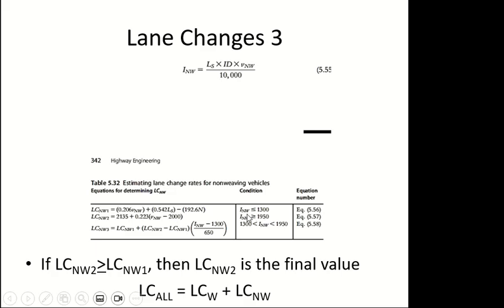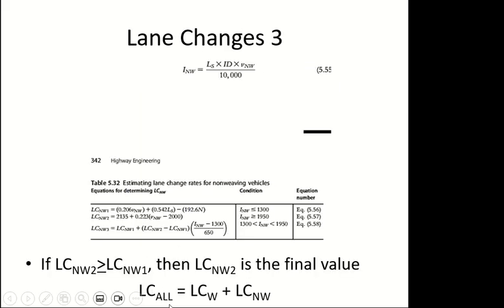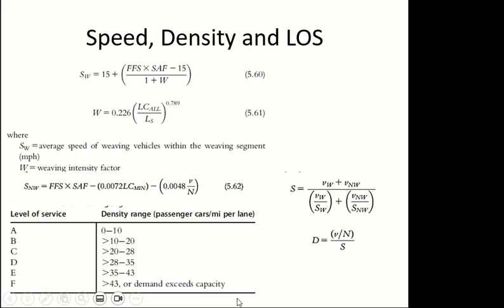Okay, if your INW is less than or equal to 1300, by default you should use equation 5.56. But after using this equation, you still have to use equation 5.57 and compare between them, and you will take the higher value. With equation 5.56, there is an extra condition here. Once you have calculated the non-weaving ones, this one gives you the lane changes for the weaving people, this one for the non-weaving people. The total will be when you add both of them.